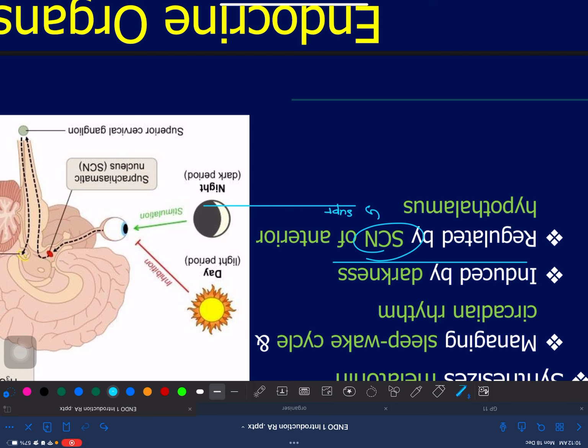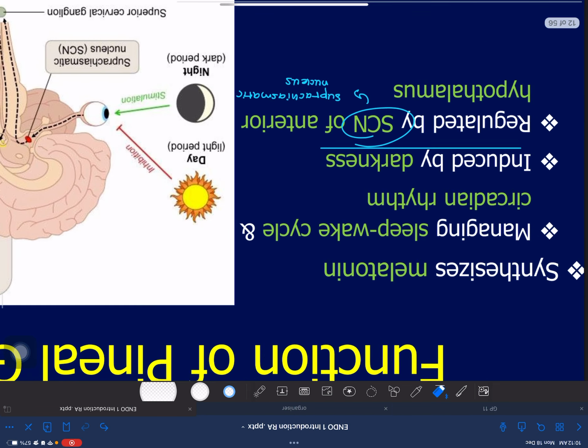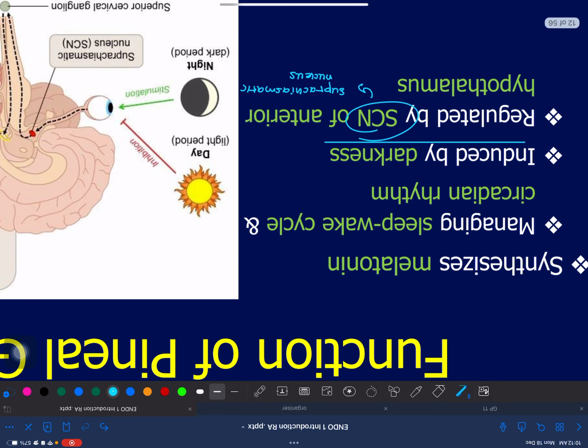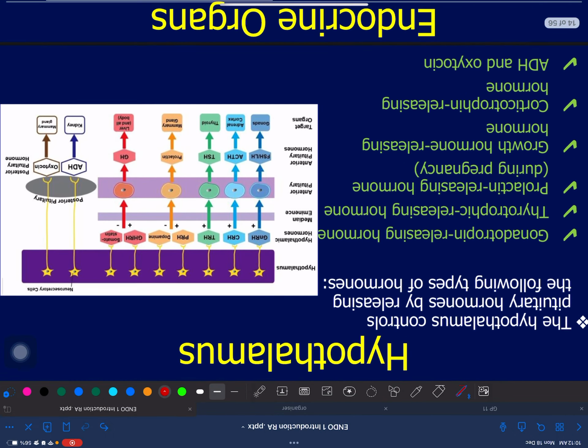Okay, thank you. So the function of the pineal gland, okay, sleep-wake cycle, this is more on the circadian rhythm. If you want to go overseas, travel abroad, okay, this hormone resets your circadian rhythm. Then hypothalamus, this controls the release of hormones from the pituitary, so this is the hypothalamus.